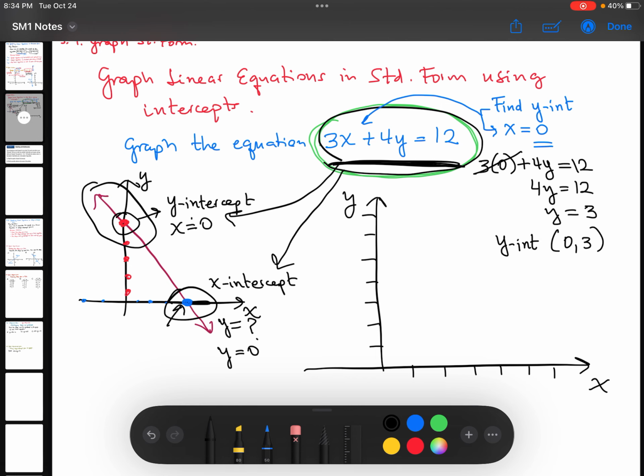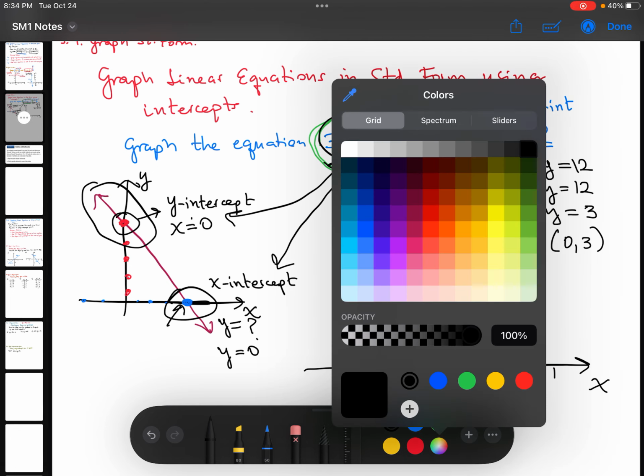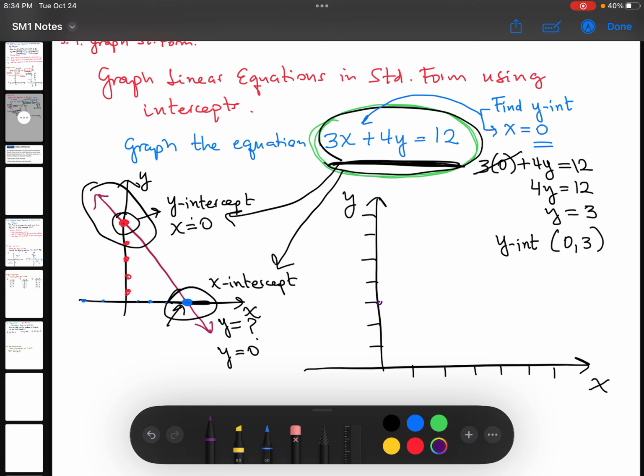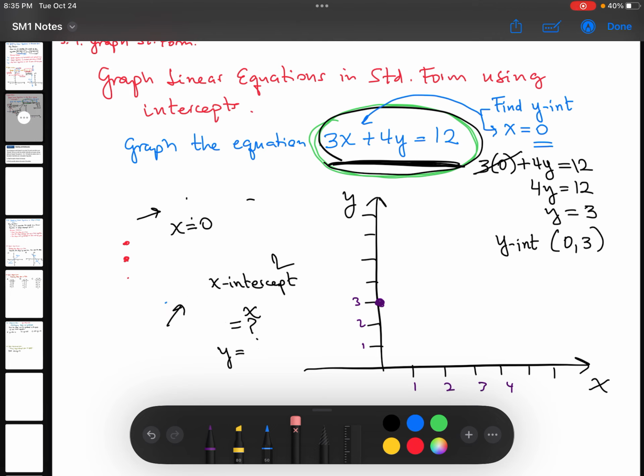And I'm going to plot it. Let's use a different color this time. So it's going to be right here at (0, 3). Now, what else do we have? Well, I'm going to erase everything on your left because I need some room. Now we're going to find the x-intercept.